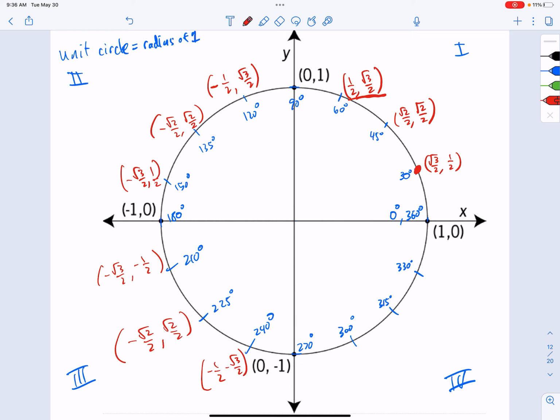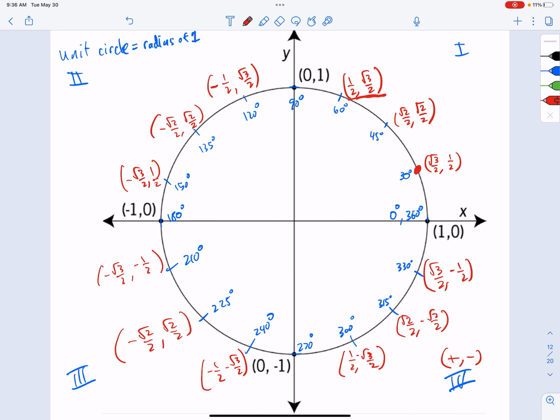And then at 300, the values cycle through again. But in quadrant 4, the first coordinate is positive, the second coordinate is negative. So at 300 degrees, I have 1/2, comma, negative root 3 over 2. At 315 degrees, I have root 2 over 2, comma, negative root 2 over 2. And then we have root 3 over 2, comma, negative 1/2.